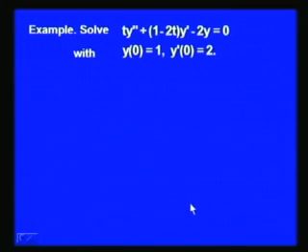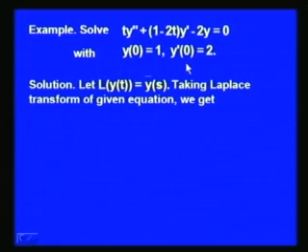Now, let us solve a differential equation of second order. Let us consider the differential equation t y double dash plus (1 minus 2t) y dash minus 2y equal to 0 with the given initial conditions y(0) equal to 1 and y dash (0) equal to 2. Let us denote the Laplace transform of y(t) by y bar(s).